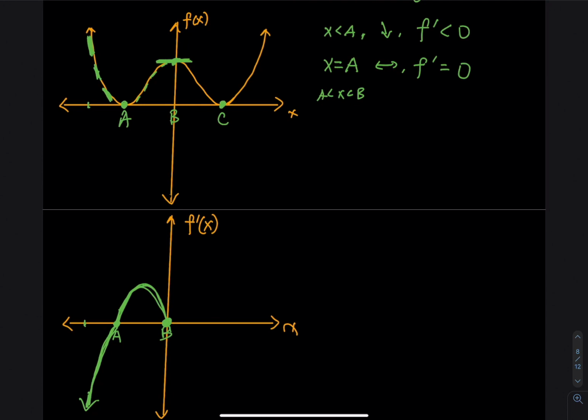Okay, and then what about between B and C? So x is between B and C. So let's fill up this A and B. What do we see? The slope is going up. F prime is greater than zero. Between B and C, the slope is going down. F prime must be less than zero. So between B and C, your curve of f prime of x must be below the x-axis.